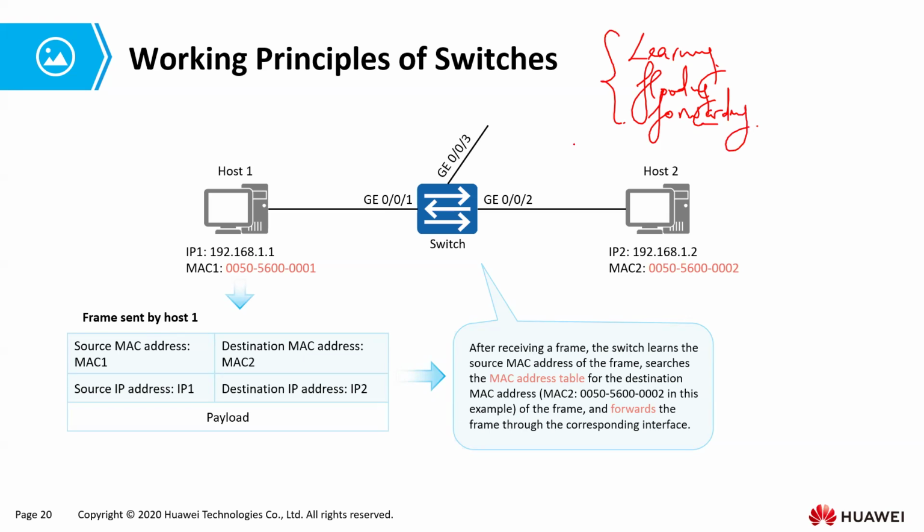So to understand the working principle of a switch, you need to understand those three processes. We have the learning process, which consists of learning MAC addresses and adding them to what we call the MAC address table. So we have what we call the MAC address table, which is a storage in a switch.